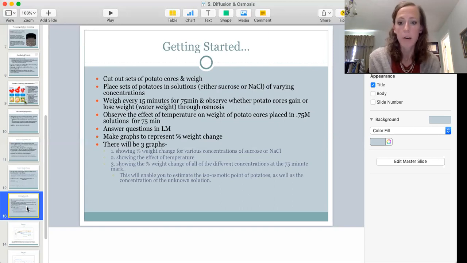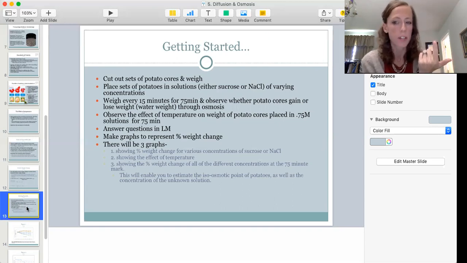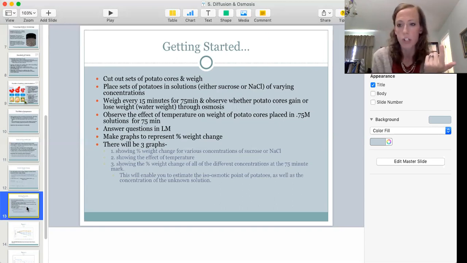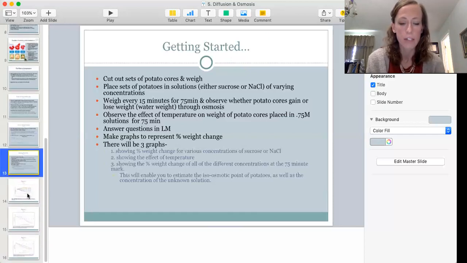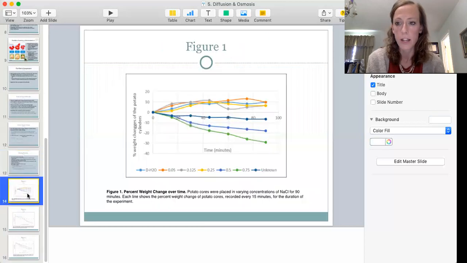And this will allow us to determine 2 things: the isoosmotic point of potatoes and the concentration of a solution that I'm going to give you that you do not know the concentration of, so the unknown. All right, so I have examples of each of those 3 graphs here for you to use as a reference.